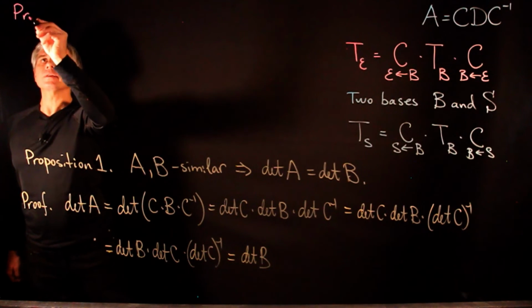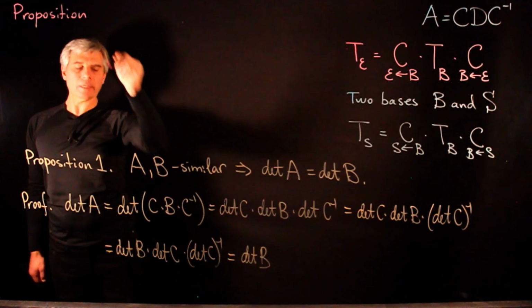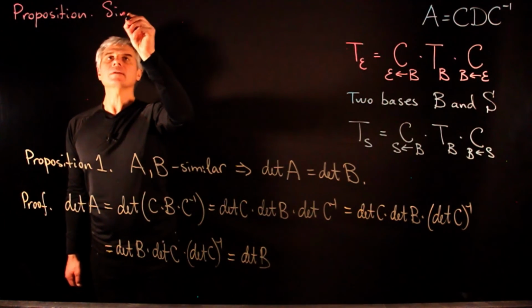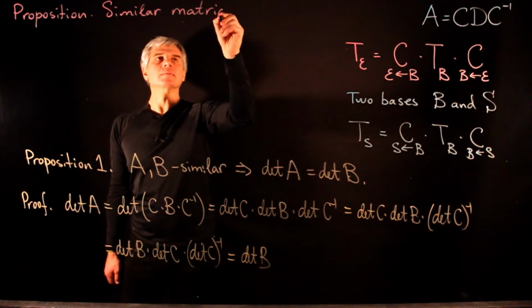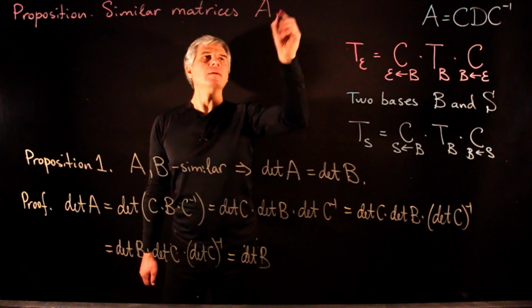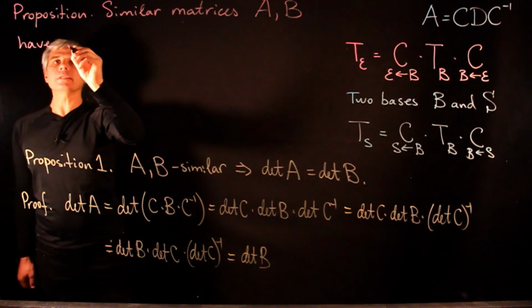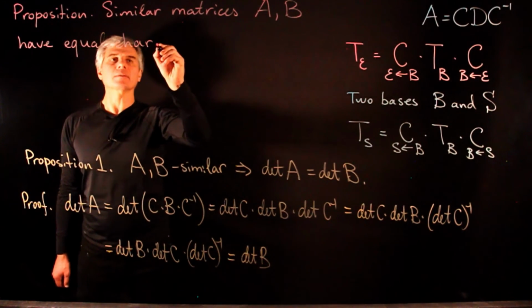Next, proposition 2, is a generalization of this one. Similar matrices A and B have equal characteristic polynomials.